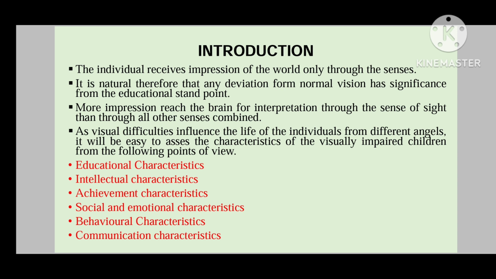There are important characteristics like educational characteristics, intellectual characteristics, achievement characteristics, social and emotional characteristics, behavioral characteristics, and communication characteristics. So visually impaired students have these characteristics. We will discuss all of them one by one in further slides.